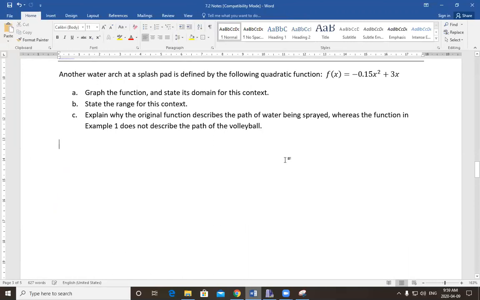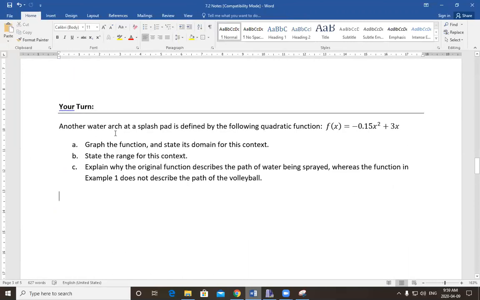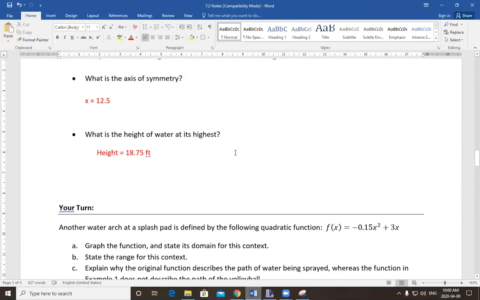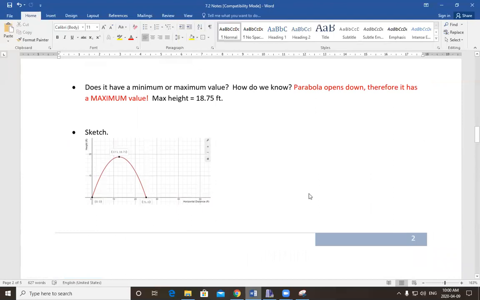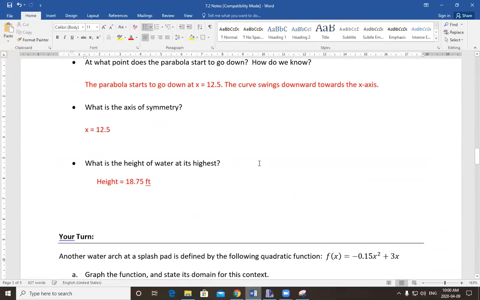So again, we're not doing it by hand. So again, this is your turn. I'll let you give this a try. Okay, you've got another water arch and you've got another equation. Graph it, state the domain. Actually, no, you know what, we'll do the domain and range. So I'll do the domain and range for this example up here so we can see for context. So I'm going to add this in.